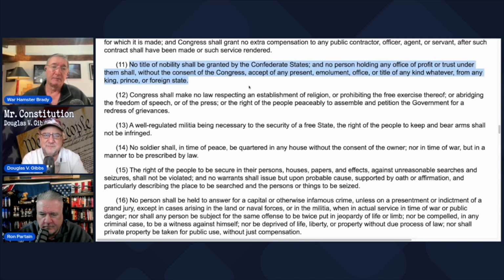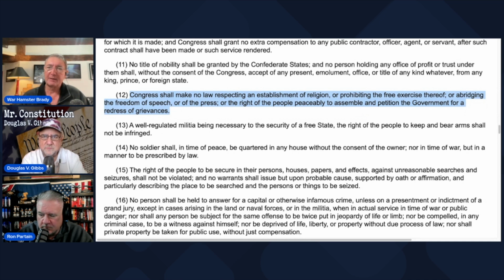They enumerate it here. So Congress shall make, this is the First Amendment, basically. Is it word for word? Congress shall make no law respecting an establishment of religion or prohibiting the free exercise thereof or abridging the freedom of speech or the press or the right to assemble and petition. This is verbatim the First Amendment, is it not? Yes.